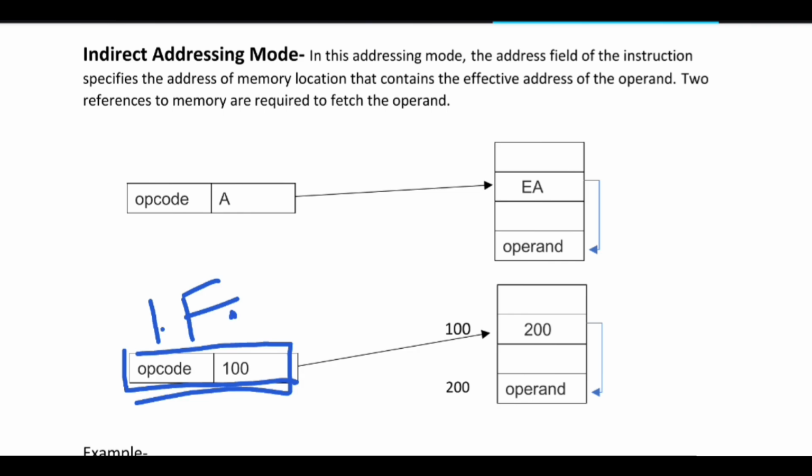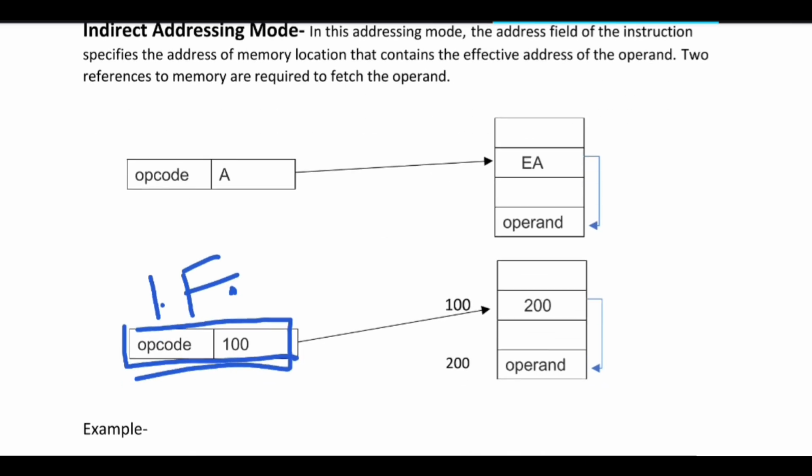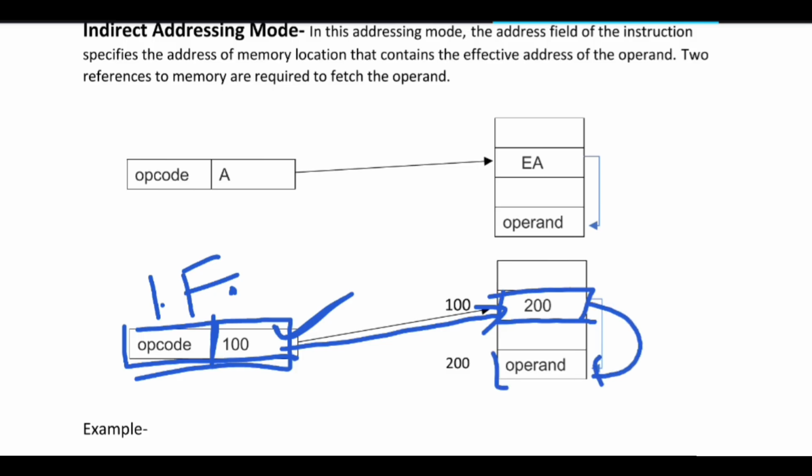Okay, from instruction format, this is opcode, and this is operand's address. Okay, but this is not the operand's address, this is the address. We go to this 100 address, then we find another address 200, then from 200 we go to 200 address and we finally found our operand value. Okay, this is indirect addressing.